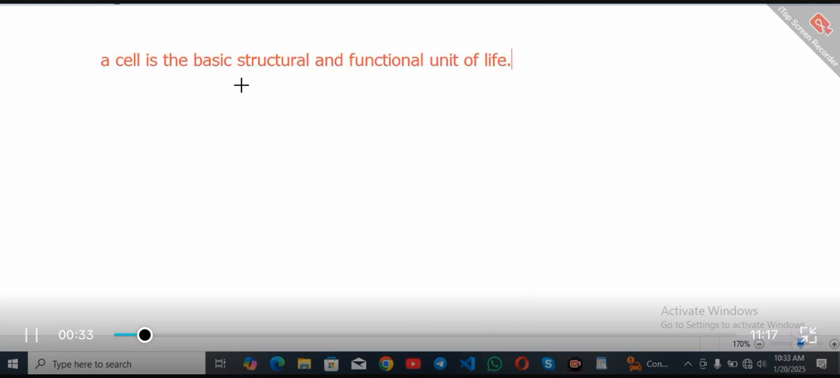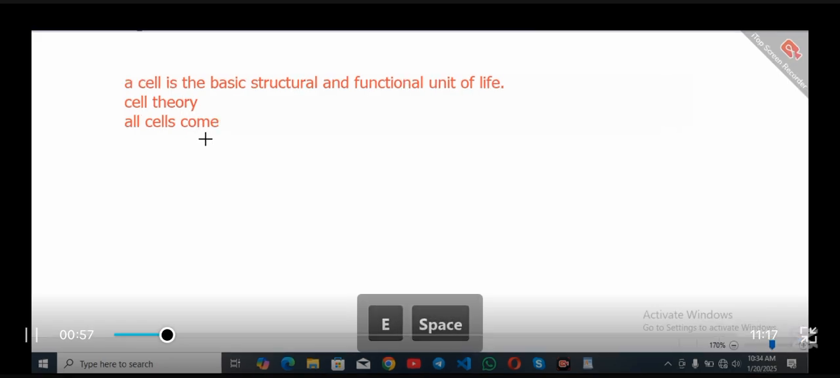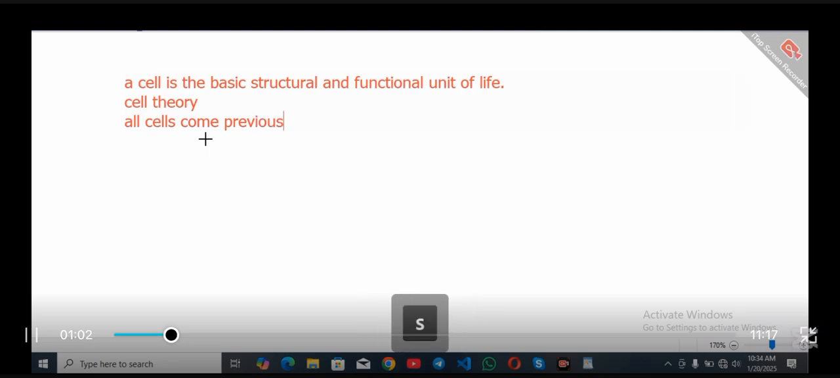So we're going to go straight into the cell theory, the postulates of the cell theory. So number one, theories of cell. Cell theory. So let's go. Number one, cell theory: all cells come from previously existing cells.